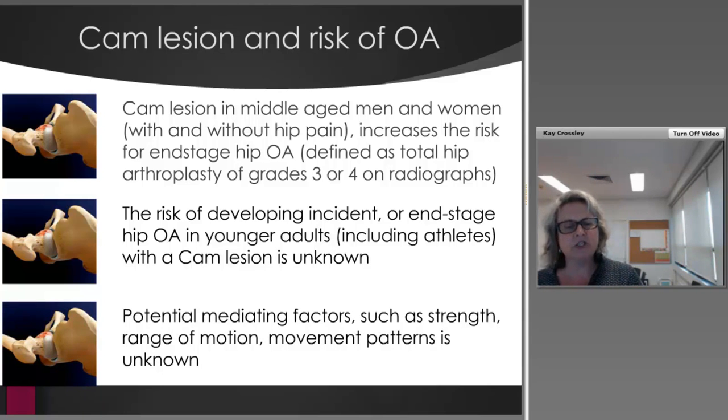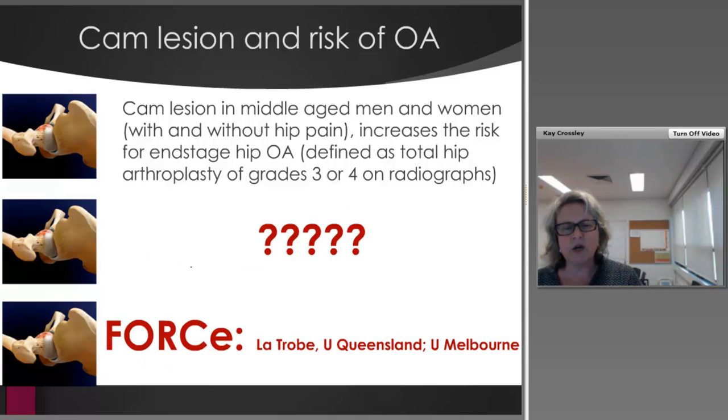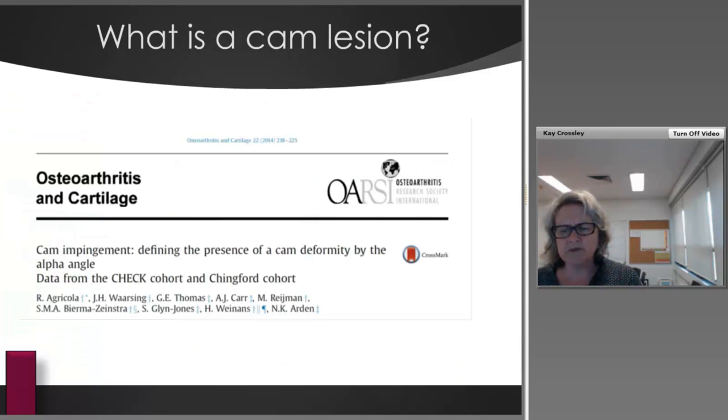And we don't know about the potential mediating factors such as strength, range of motion, movement patterns. And so can some of these more clinically relevant factors actually mediate the impact of having a cam lesion on hip osteoarthritis? And that's actually the focus of our current study that we're doing here at La Trobe University in combination with Queensland Uni and Melbourne Uni, looking at the relationship not only of the cam lesion but also of strength, range of motion and function to the development of osteoarthritis over a couple of years.